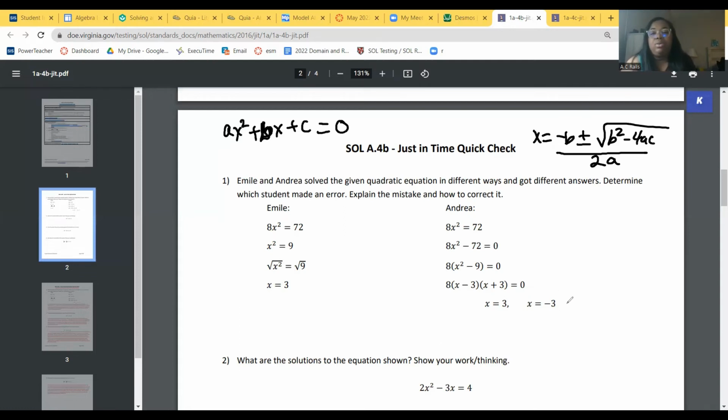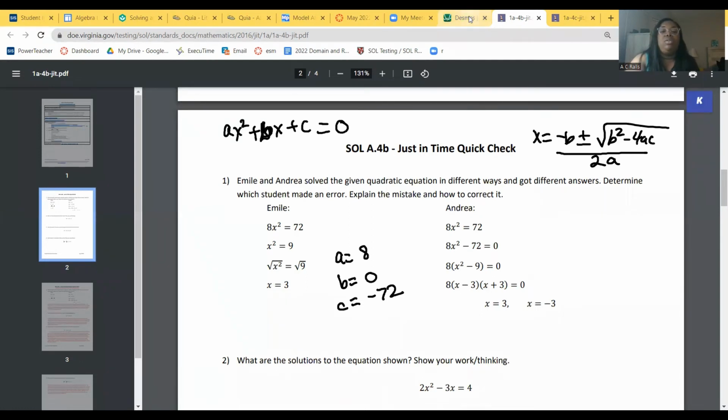Now, if you don't know how to do it any way that they did it, you can always use the quadratic formula. A couple of things to note. When you use the quadratic formula, you must make sure that your equation is set equal to 0, which is the first step that Andrea did. Now, the a value is always in front of the x squared, so a is 8. The b value is in front of the x value, but there is no b, so b is 0. And the c value is your constant, so c would be negative 72.